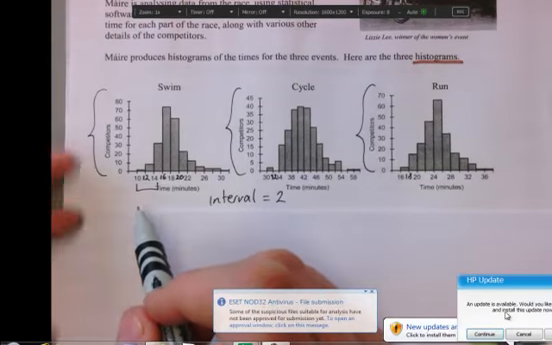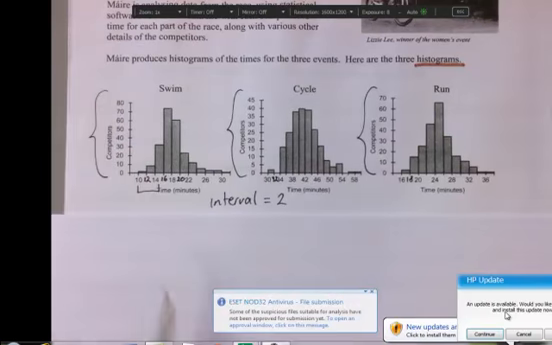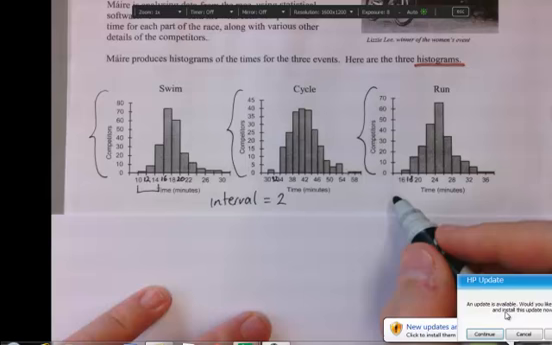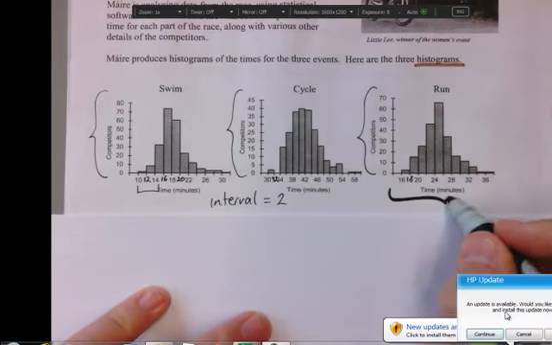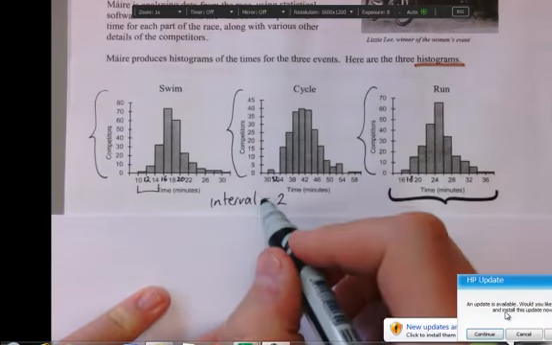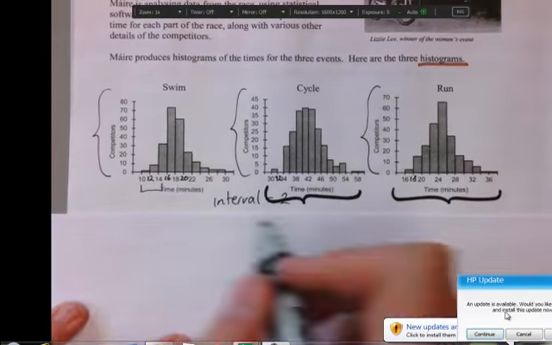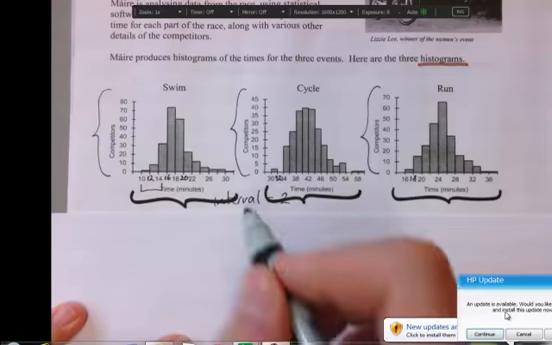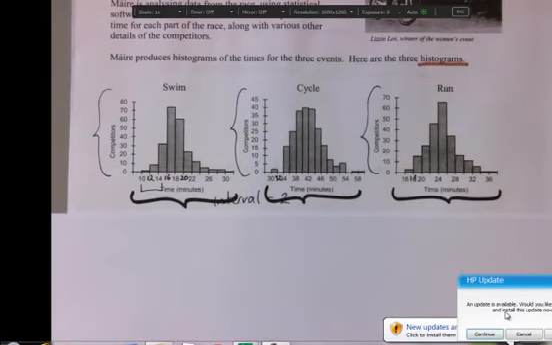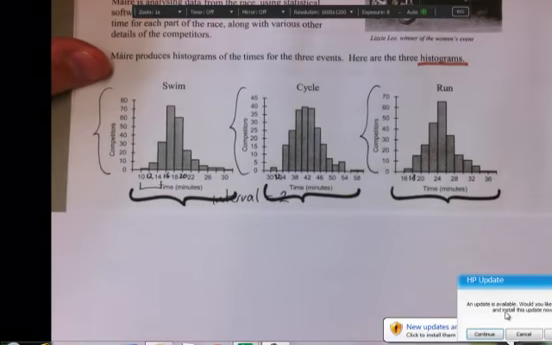I should also point out the scale along the bottom here for each of the 3 different events. This one is going from roughly 16 to 38, whereas this one here is going from roughly 30 to 60, and this one here is going from 10 to about 32. So you have to be mindful of the different scales that are presented to you and how that might affect the answers that you give.